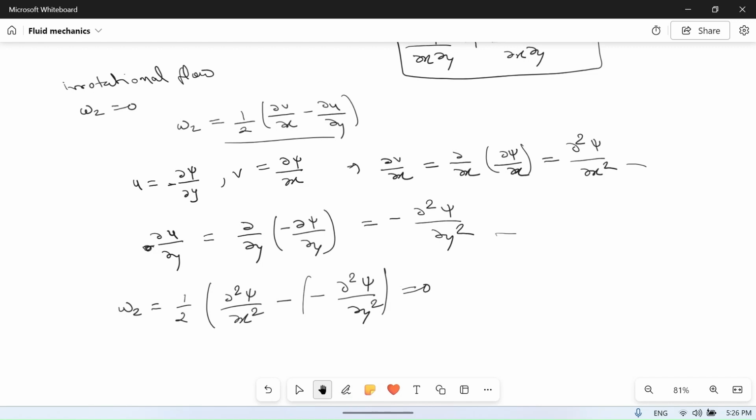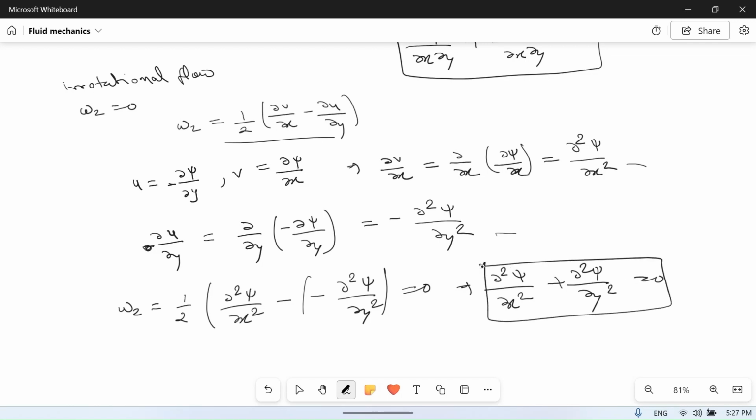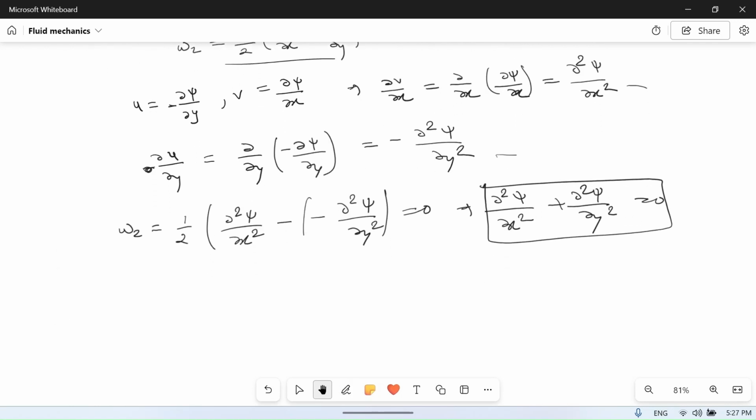So this will become del square psi upon del x square plus del square psi upon del y square is equal to 0. So if the stream function satisfies the Laplace equation, then it is an irrotational flow. Okay, we will use this property in an upcoming numerical problem.